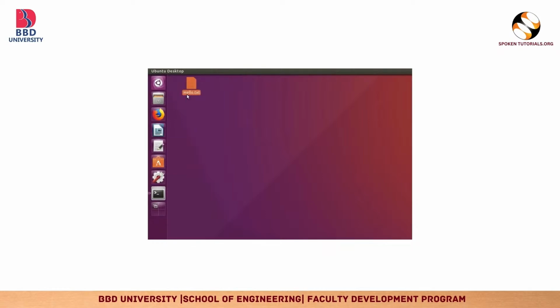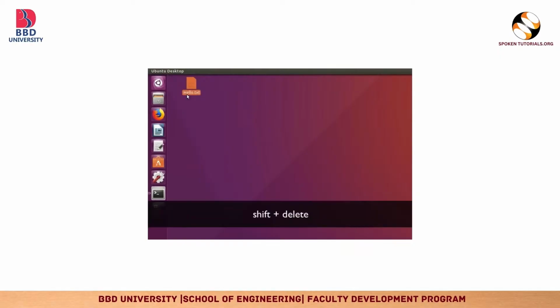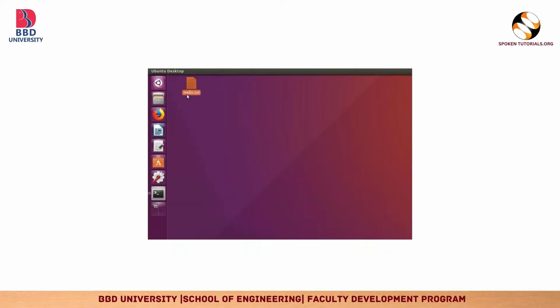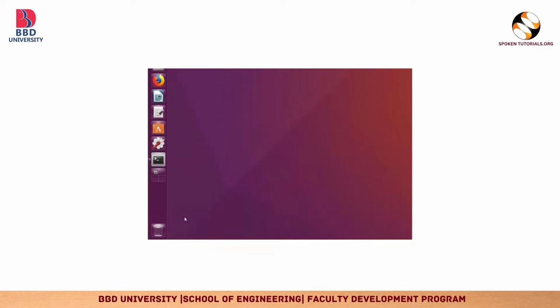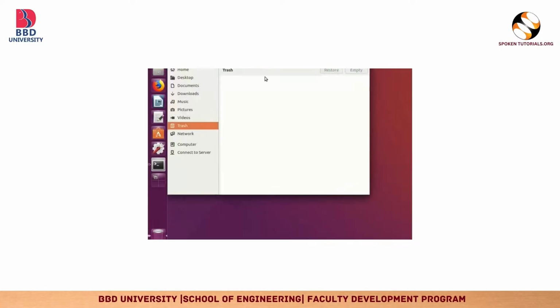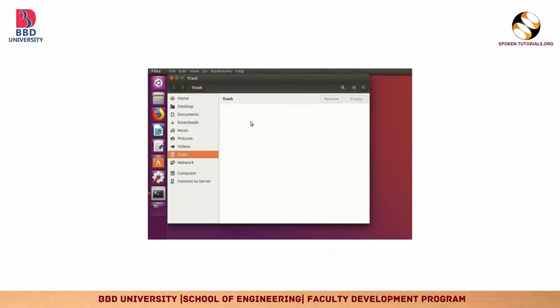To delete a file permanently from your system, first select it and then press Shift Delete keys. A dialog box asking, "Are you sure you want to permanently delete hello.txt?" Click on the delete button. Click on the trash icon once again. We cannot find the file in the trash folder as it is permanently deleted from our system.